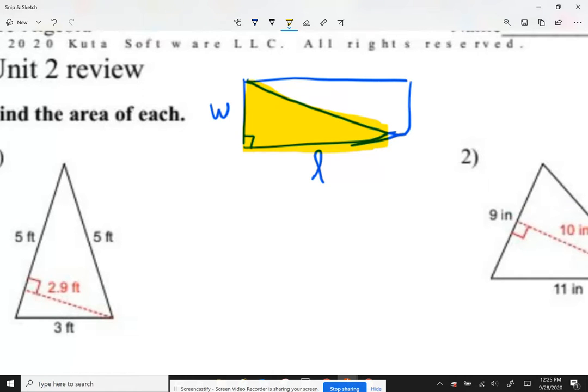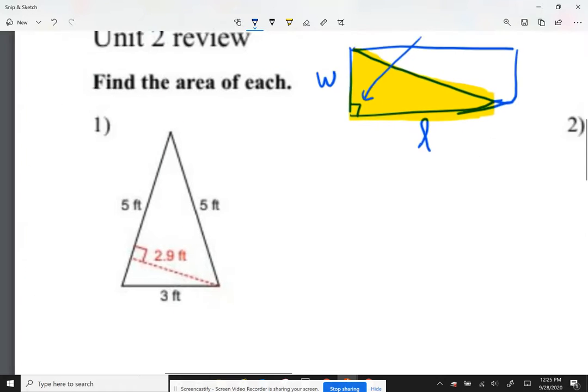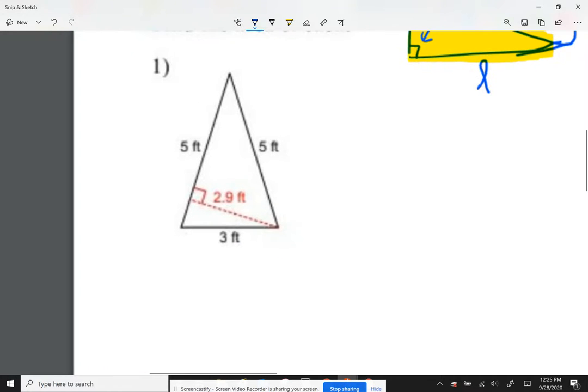So the way I'm going to find the area of a triangle, I'm going to multiply length and width. And once again, to identify length and width, I'm going to be looking for my 90-degree symbol. I'm going to multiply length times width, and then I'll divide it by 2. All right, let's take a look at question number 1.